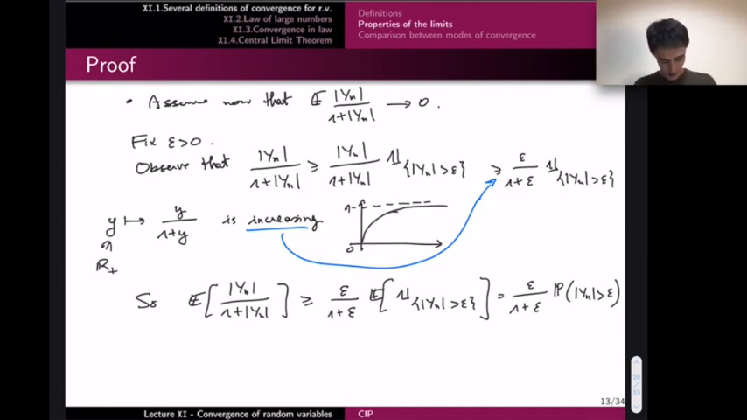Why? Because this quantity, I know that it goes to 0. This quantity, of course, is non-negative, so it's smaller than something that goes to 0, so it goes to 0. Okay, so the probability that Yn is greater than epsilon goes to 0 as n goes to infinity. Okay, and we're done here. Good.